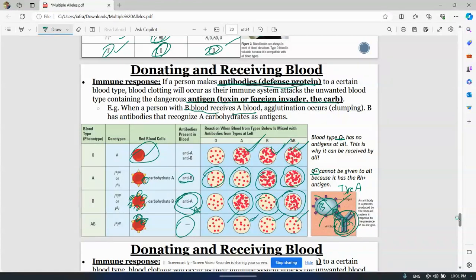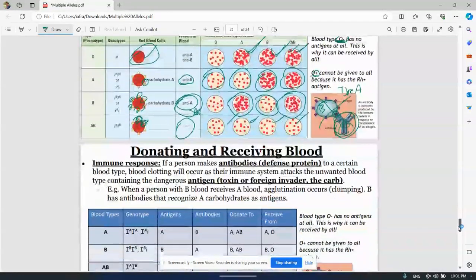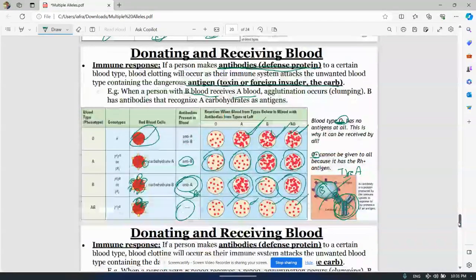So it's really that O minus that's a universal donor because it's sort of the most inclusive. People who are getting O plus, if they see a plus and they don't have the plus in their body, that's basically a sign that there's a stranger coming in and they have to destroy it.